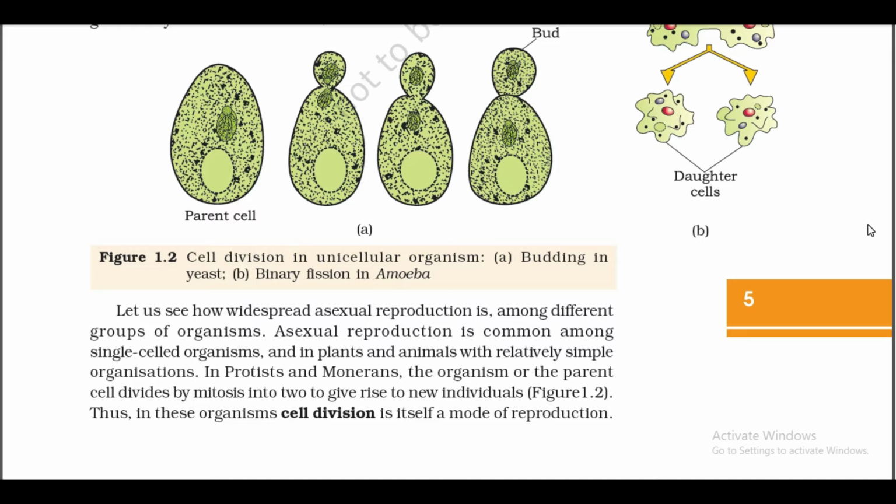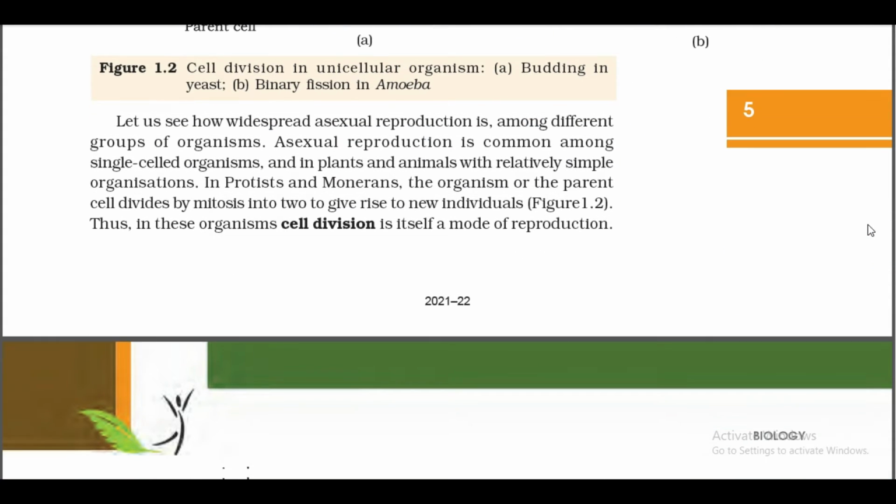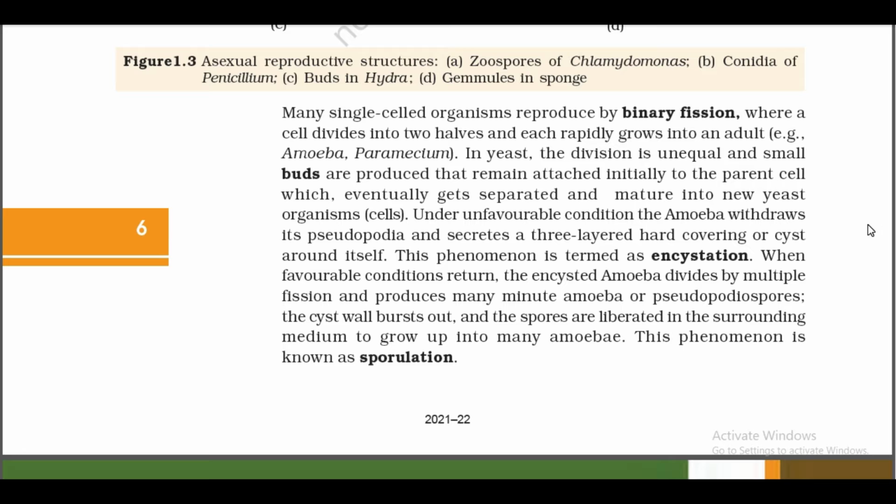Asexual reproduction is common among single-celled organisms, and in plants and animals with relatively simple organisation, such as protists and monerans. The organism or the parent cell divides by mitosis into two to give rise to new individuals. Thus, in these organisms, cell division is itself a mode of reproduction. Many single-celled organisms reproduce by binary fission, where a cell divides into two halves and each rapidly grows into an adult.